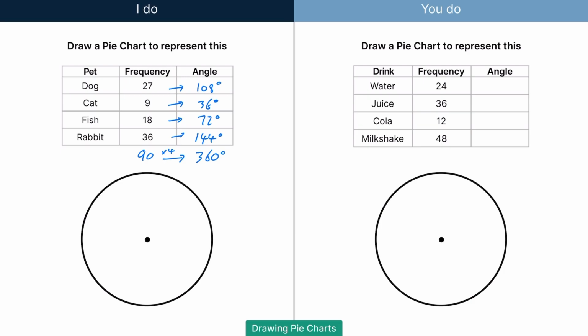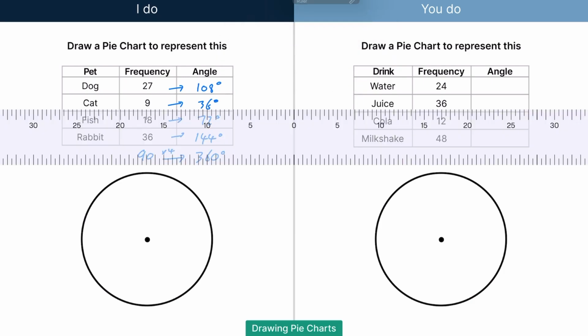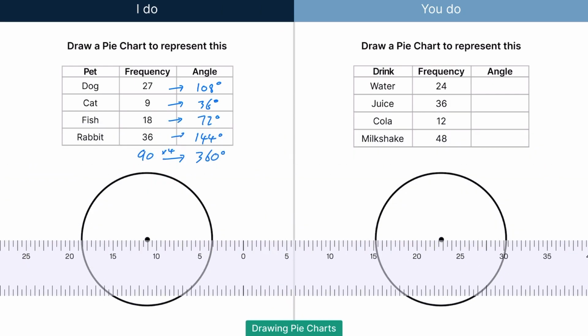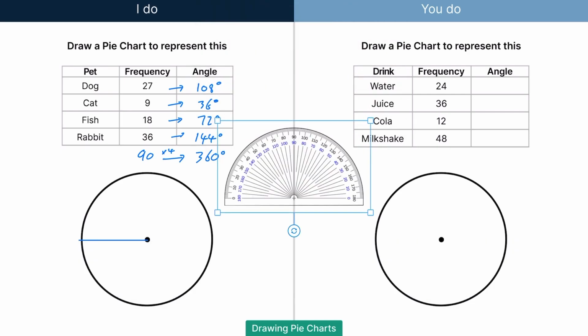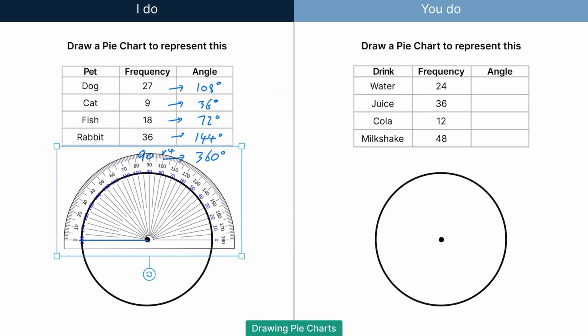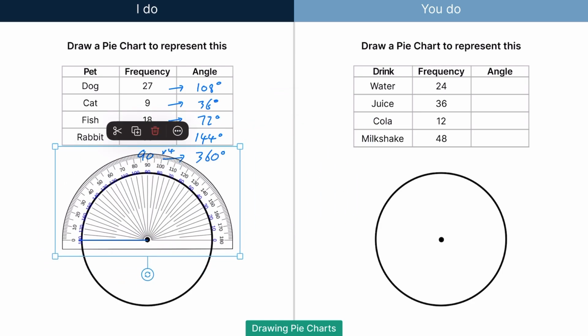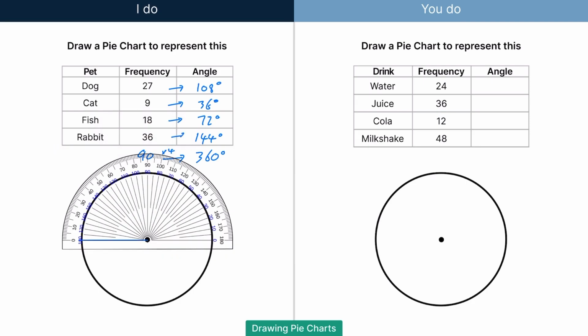So dogs will be 108. So what I'm going to do here is quickly grab my ruler, and put that there. And I like to start off by just drawing a line here, so we have a point of reference. So we've got that line there now. You can get rid of the ruler, and now I'll bring in my protractor, and I will put the protractor on the center right there, and I am going to measure 108 degrees. So if I use a different color, now 108 degrees on here is about there.